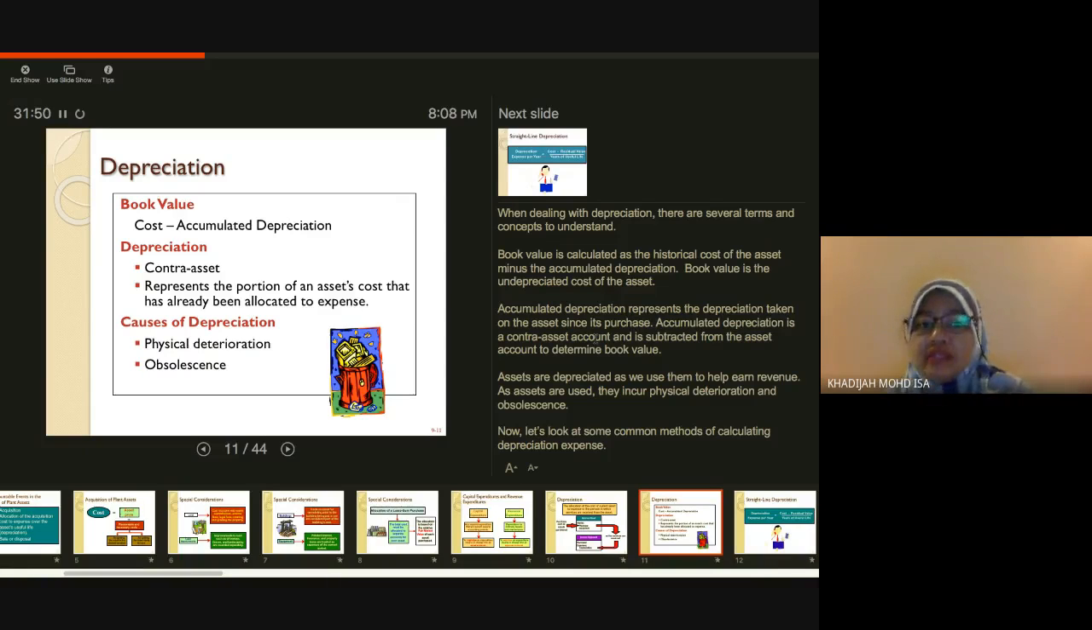Then during the year, you have to provide depreciation. So the accumulated depreciation will increase. It means that the opening balance plus depreciation for the year gives you your accumulated depreciation at the end of the year. So the value of accumulated depreciation will increase, right?